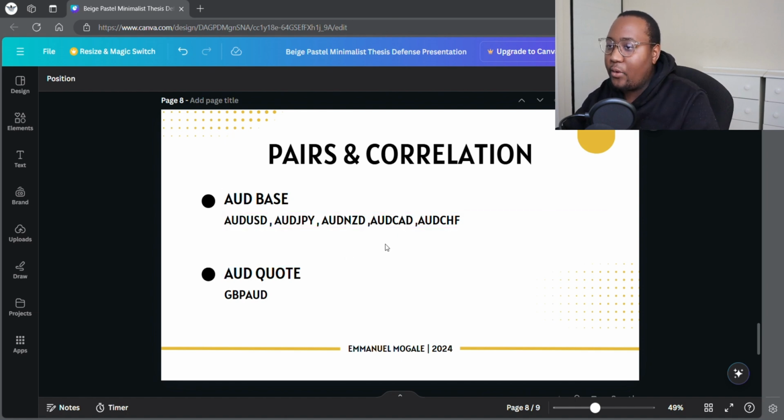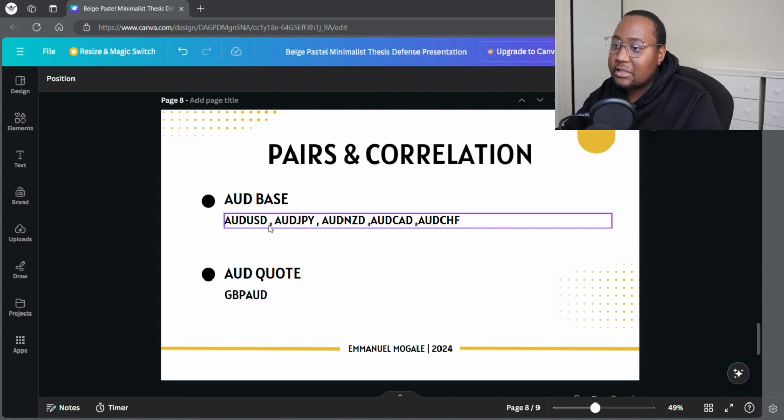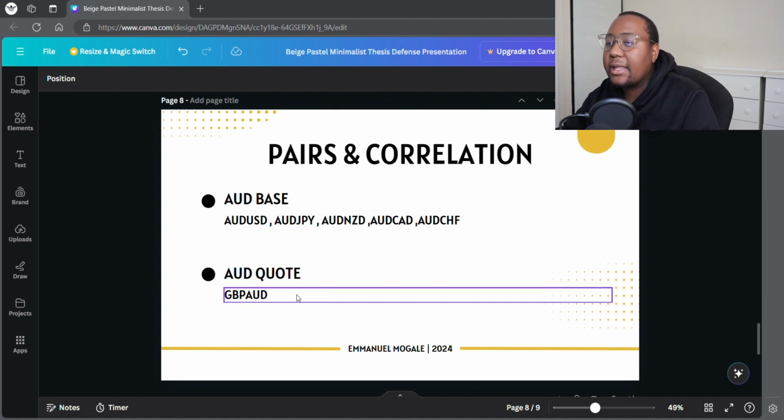Now they can have what we call negative correlation. So these base pairs negatively correlate with the code pair of the AUD. Pound AUD is the only code pair I know. If you know any other, please let me know. So if these are selling, this will be buying in that case.